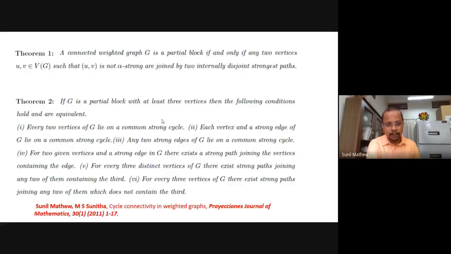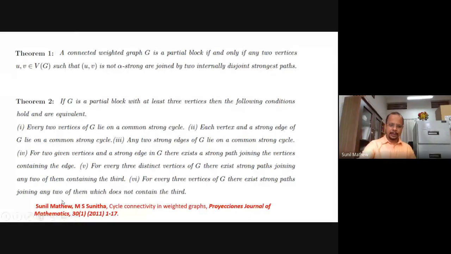That's the reason. Okay. Actually, in 2005 or 2002, I remember, this particular thing was proved. A connected graph is a partial block if and only if any two vertices which are not alpha strong are joined by two internally disjoint strongest paths. Initially, this alpha strong terminology was not used in the theorem. It was a bridge. Later, we proved that a bridge and an alpha strong edge are equivalent in networks.